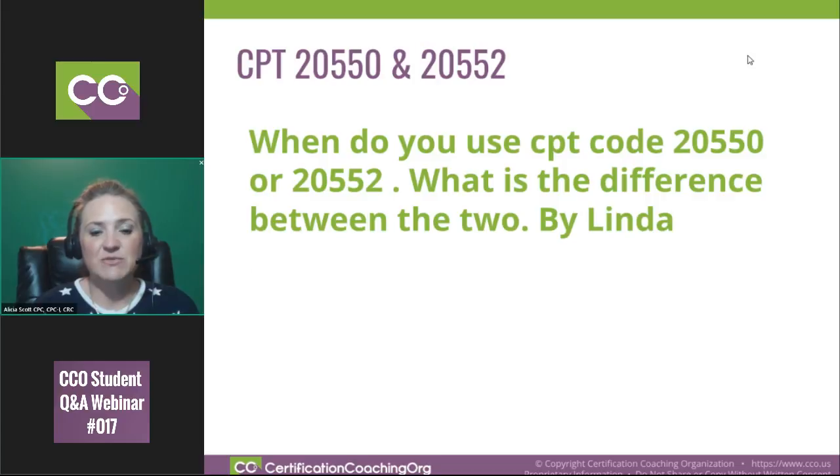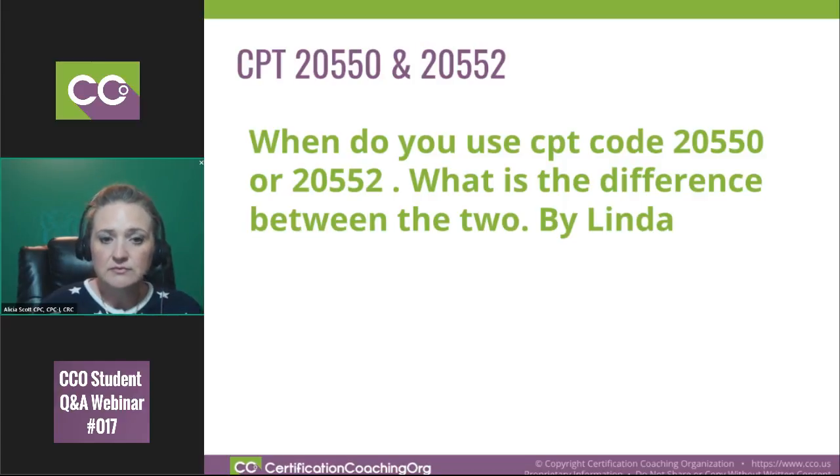This was a really interesting topic that came in. The student had asked, when do you use CPT code 20550 or 20552? What's the difference between the 2? And this was Linda that had sent this in.